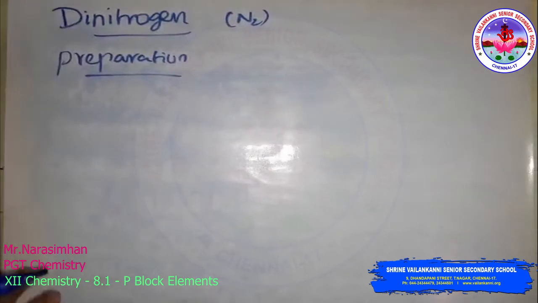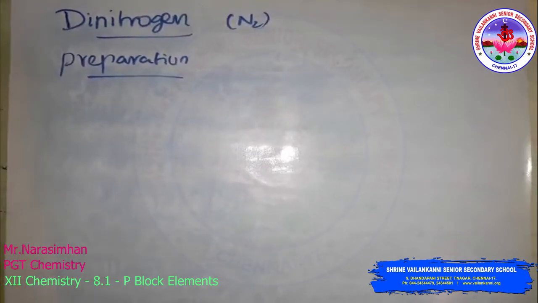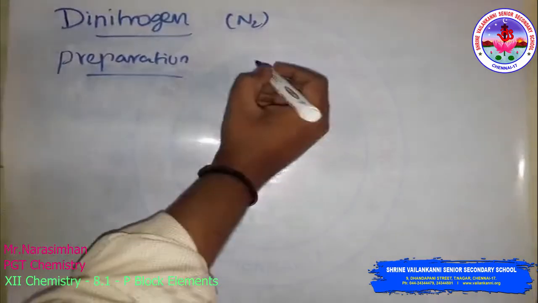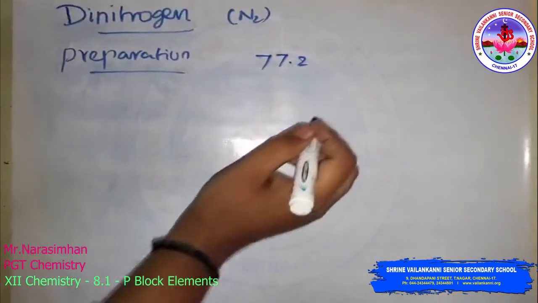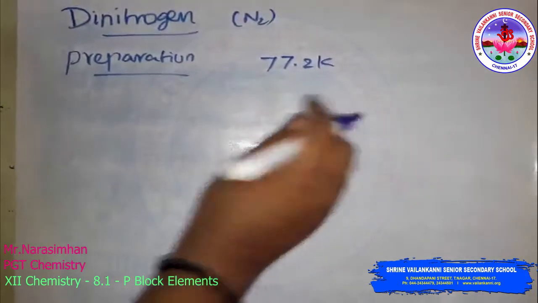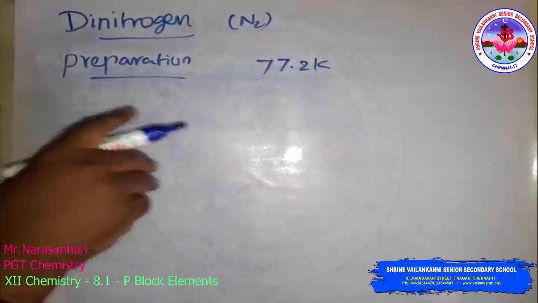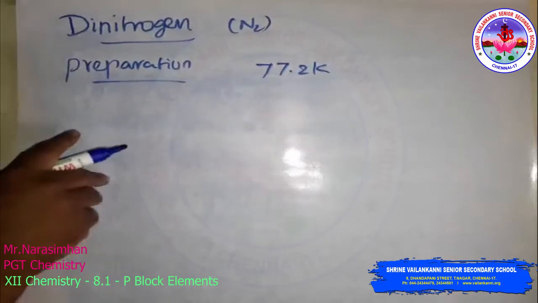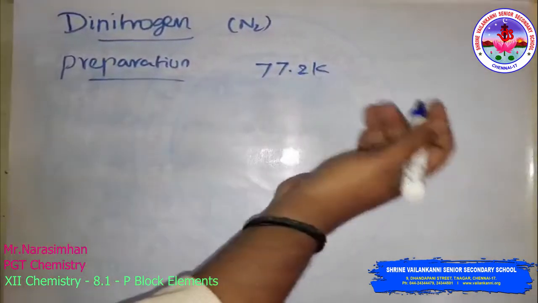That is, liquid nitrogen has a boiling point of 77.2 Kelvin. So it distills out, leaving behind liquid oxygen, whose boiling point is 90 Kelvin.